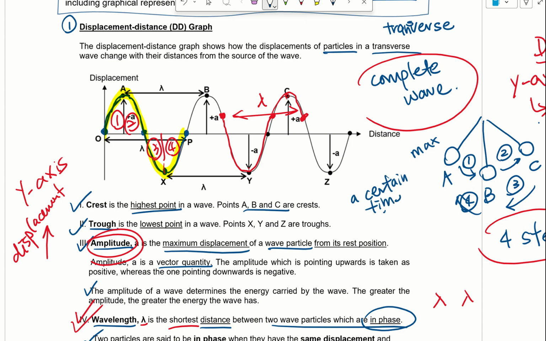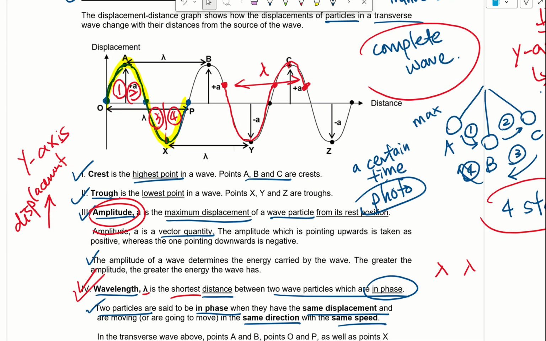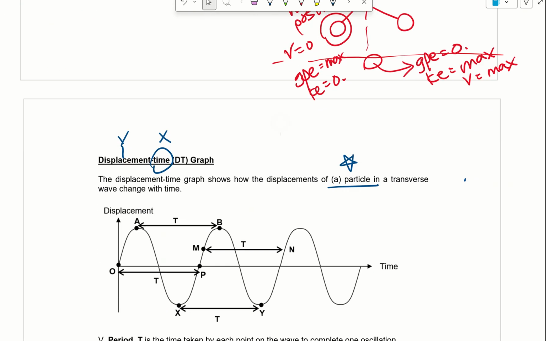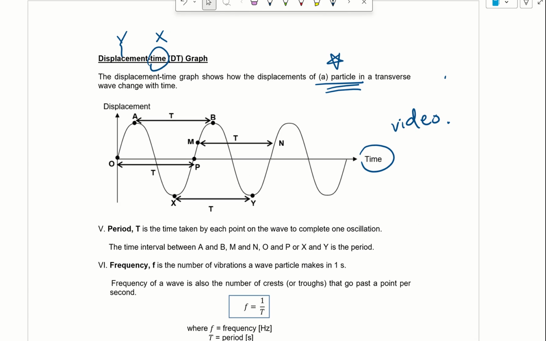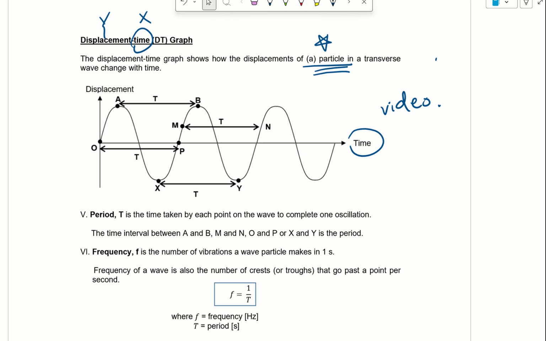So you can take a displacement-distance graph to be like a photo. It shows all the particles at a certain time frame. Okay, so it's like a photo. Whereas for a displacement-time graph, as time goes by, I'm only showing the movement of a very particular particle, showing its motion. So it is like a video. Okay, but anyway, what can we get from a displacement-time graph?